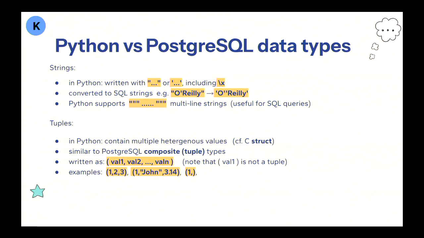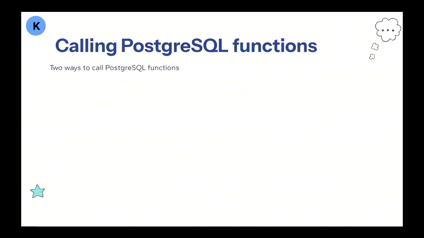And examples are here. So if we don't put the comma here, it is not a tuple. It is not recognized by Python as a tuple. And tuples are also a bit different from SQL here, because it is a composite tuple. And as for invoking Postgres functions, there are two ways to invoke them.